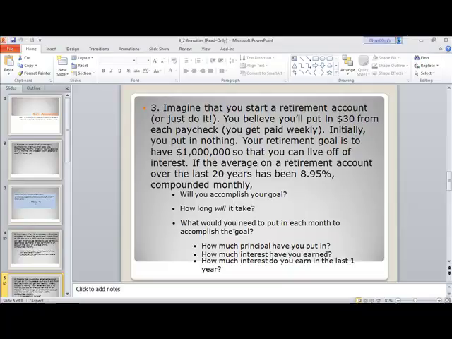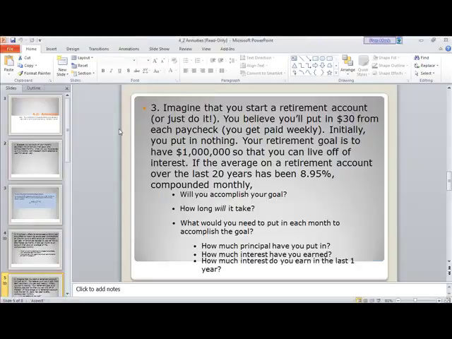Imagine that you start a retirement account. You believe you'll put in $30 from each paycheck. You get paid weekly. Initially, you put in nothing. Your retirement goal is to have $1 million so that you can live off of interest. If the average on a retirement account over the last 20 years has been 8.95% compounded monthly, will you accomplish your goal? So in number 3, we're going to take a look at the first part.